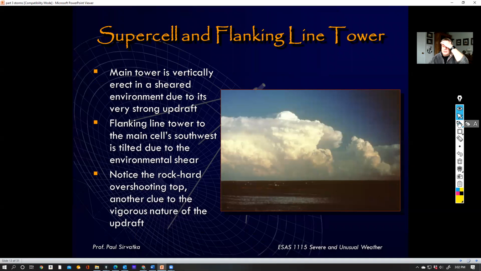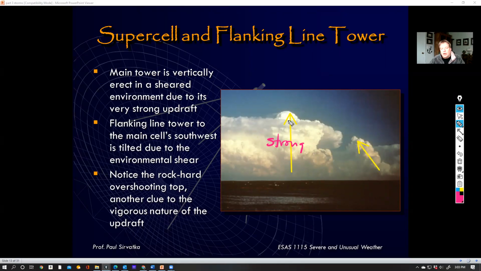Okay, now in this case, if we look at this tower here, we can see that this tower is almost straight up and down, because if vertical wind shear is causing it to tilt, the faster it goes up, the less it's going to tilt over. So over here, this flanking line tower is not the main supercell, and it's tilted. Same environment. This just indicates what? This indicates that we have a strong updraft. A strong updraft means it tilts less. Shear tilts it, it won't be as tilted the faster the air goes up.